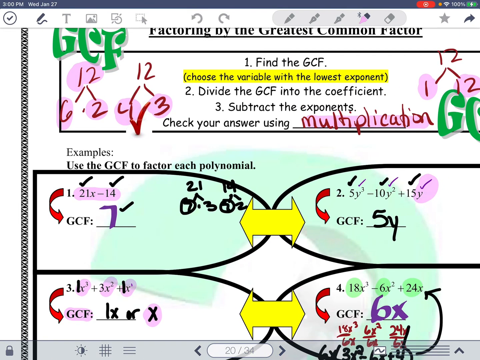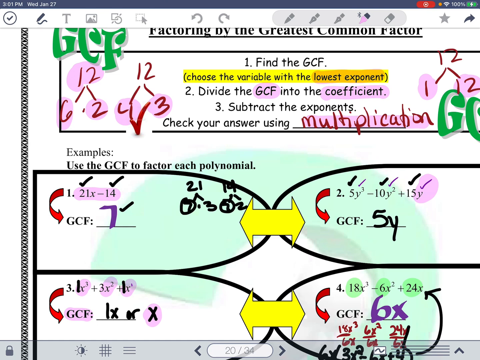And the notes for this are right here. You look for the greatest common factor that divides into all the coefficients, which are the numbers that are being multiplied to the variable. To the left of the variable is your coefficient. And then you look for the lowest exponent. Okay, and you put that in to find the greatest common factor. That's how you pull that out, okay?